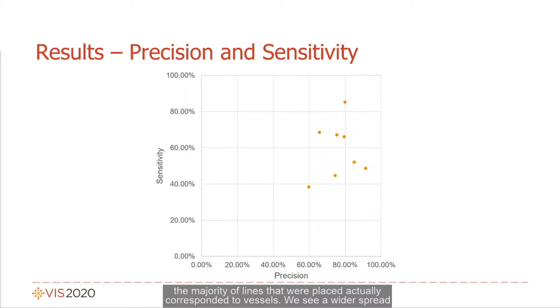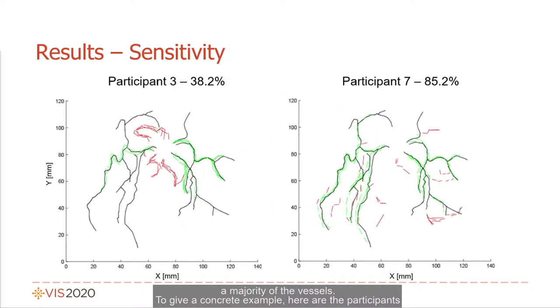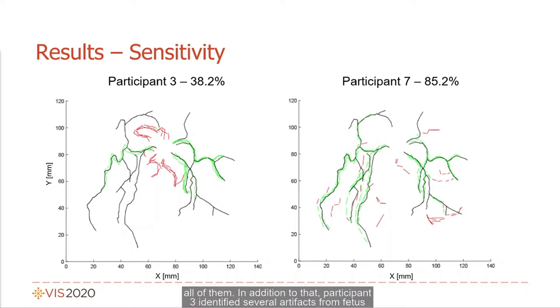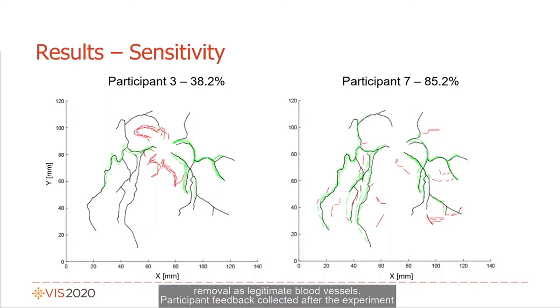We see a wider spread in the sensitivity, where several participants were too careful and did not actually identify a majority of the vessels. To give a concrete example, here are the participants with the lowest and the highest sensitivity results. We can see on the left that only a few of the reference tracings are marked, while the participant on the right hit almost all of them. In addition to that, participant 3 identified several artifacts from fetus removal as legitimate blood vessels.